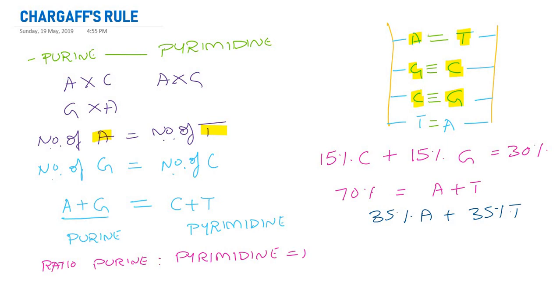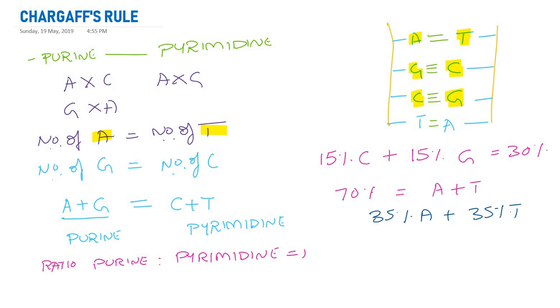Also, in any given DNA chain, adenine plus guanine should be equal to cytosine plus thymine, or the ratio of purine to pyrimidine should be 1. If you know the percentage of one base, you can calculate the percentage of the remaining three bases. This is the application of Chargaff's rule. I hope you understand this calculation.